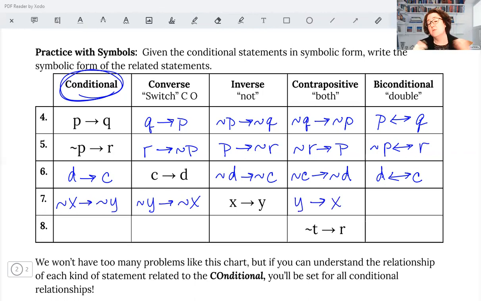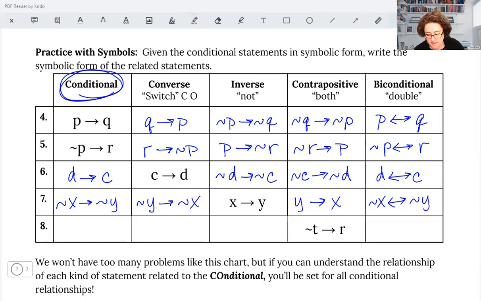But again, if you always start with your conditional statement, then you don't have all those extra relationships to remember. You just need to remember converse is change order, inverse throw in a not, contrapositive do both of them, and biconditional use the double arrow, if and only if. And that is the easiest way to remember the pattern.